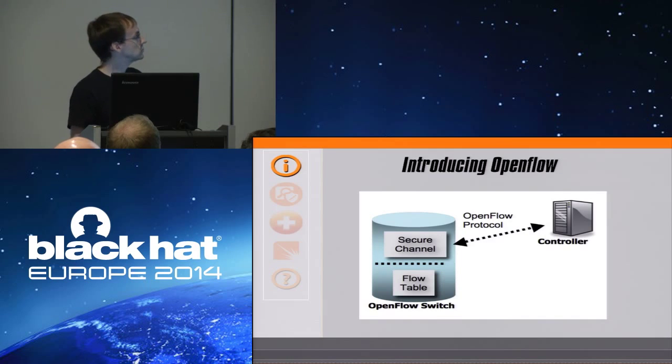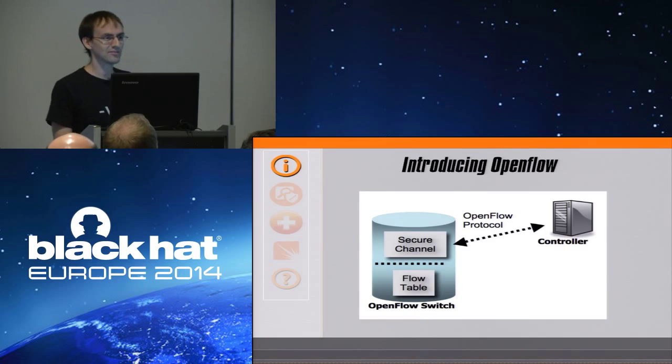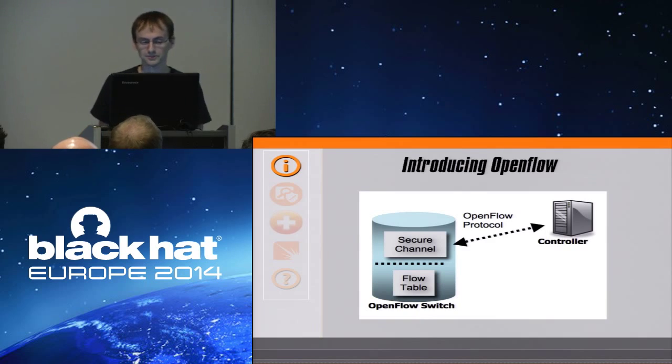Okay. Here is a brief graphical representation of that relationship. In this case, we have an OpenFlow switch, a flow table, and that secure channel that communicates with the controller using the OpenFlow protocol. We all like pictures, don't we? So there's one. I don't have a lot. Some people have a lot. I don't have a lot of pictures.